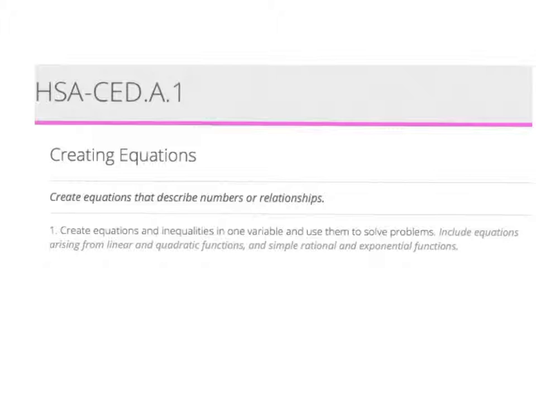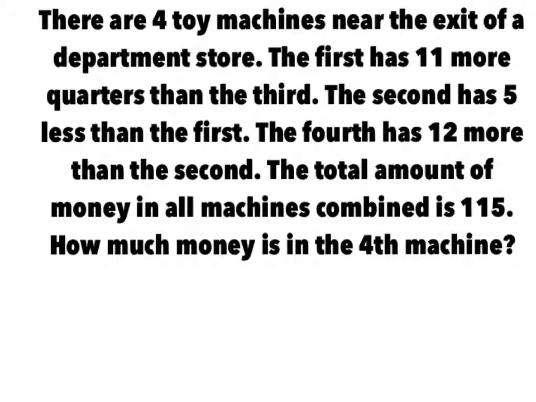The same as before, create equations and inequalities in one variable and use them to solve problems. Here's example 1. There are 4 toy machines, like the things you put coins in as you leave a store and you get like a candy bracelet or a bouncing ball or something like that. There are 4 toy machines near the exit of a department store.